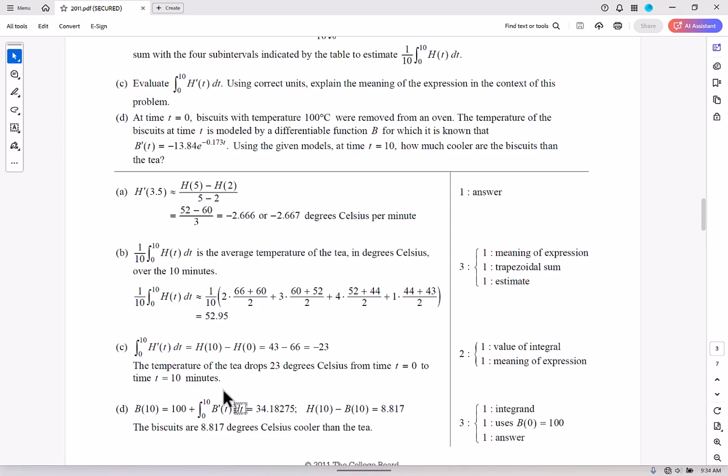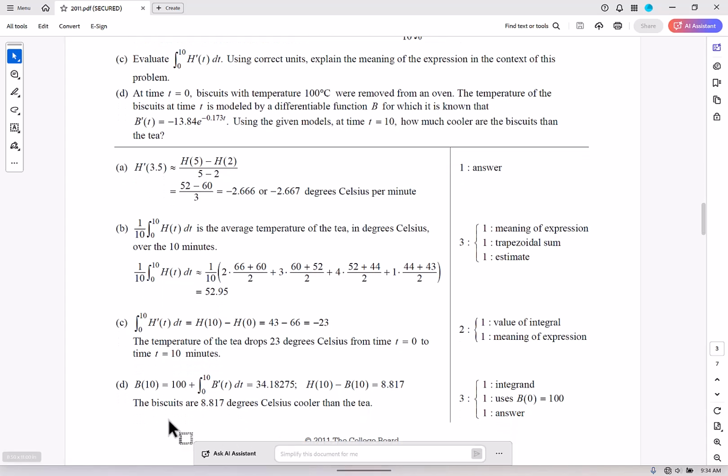Degrees drops, cooler, same thing. We got the full credit. Letter D, 8.817. The biscuits are 8.817 degrees Celsius cooler than the tea. There it is. They should have said it at T equals 10, but not a big deal. We got the full credit, guys.